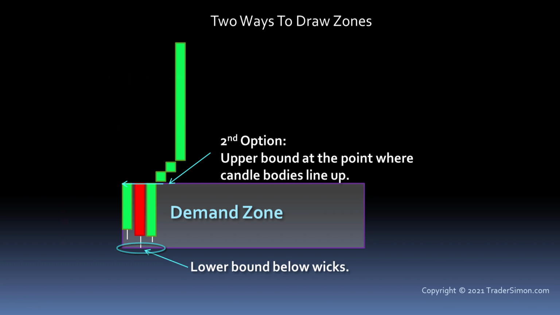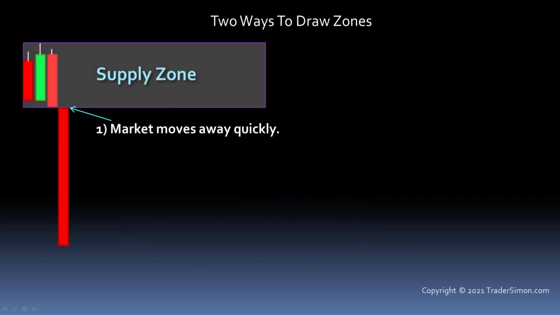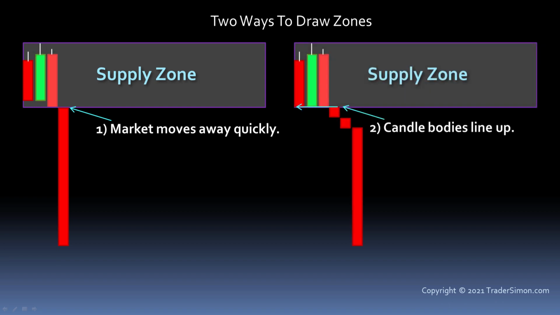So that's demand. And with supply it's the same. The market makes a move out of the supply zone, and where it made that very fast move is where the lower bound will be, and then your upper bound will be above the wicks. And if you can't find the exact place where it made the move out of supply, then you can use the candle bodies, the opens and closes, and you can use that as a lower bound of your zone.